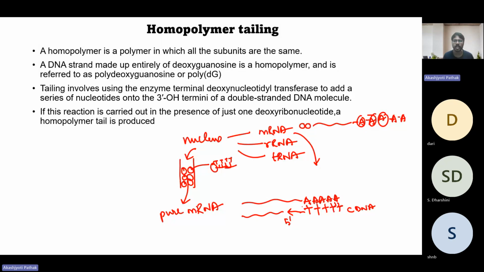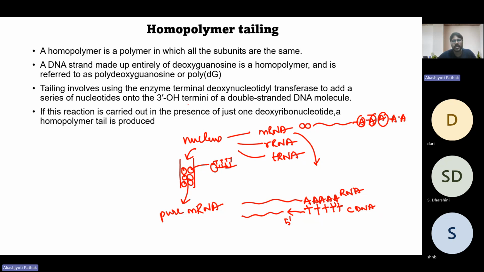Okay. Now you get an RNA-DNA hybrid, isn't it? So there are different methods by which this RNA can be degraded, or you can remove this RNA and get only your DNA. So one is homopolymer tailing. So what is a homopolymer? A polymer in which all the subunits are the same. A DNA strand, for example, made up entirely of deoxyguanosine is a homopolymer and is referred to as polydeoxyguanosine or poly-dG.